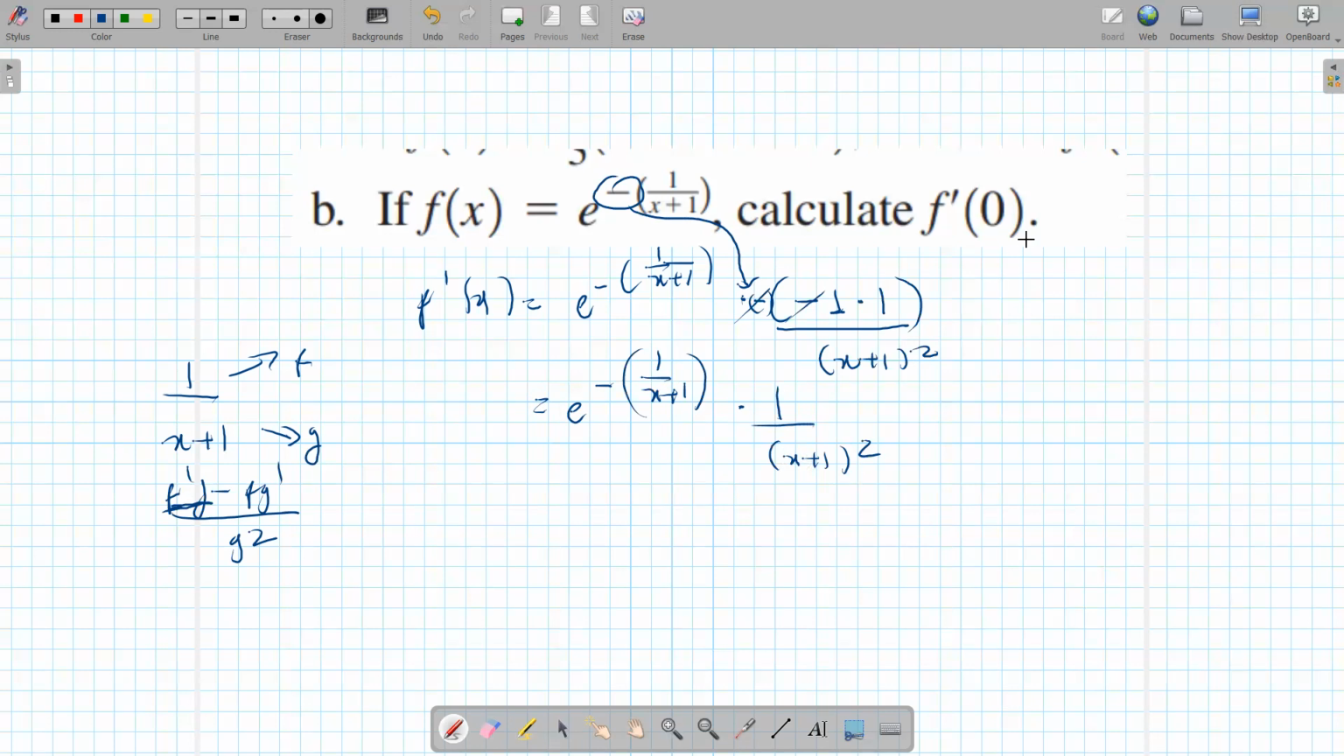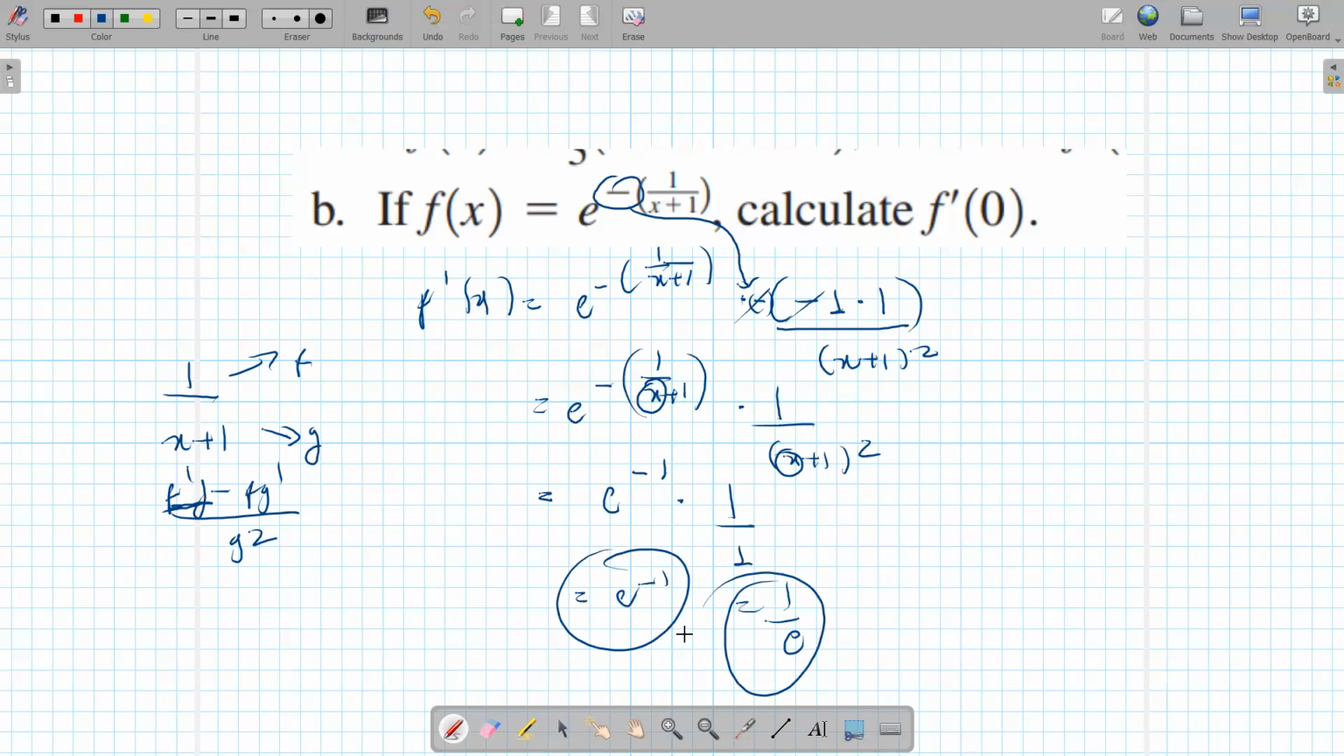The next part, it's asking us to find f prime of 0. We're simply going to replace this and this with 0. So it's going to become e to the negative 1 over 1 is just 1 times 1 over 0 plus 1 squared is just 1. So the answer is e to the negative 1, or 1 over e as the final answer.